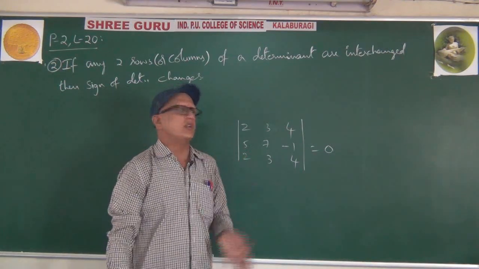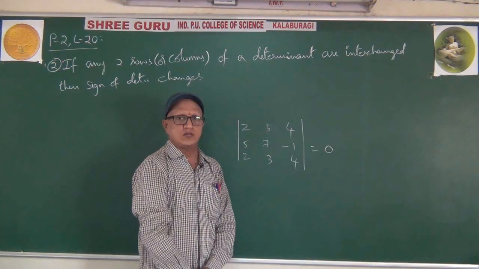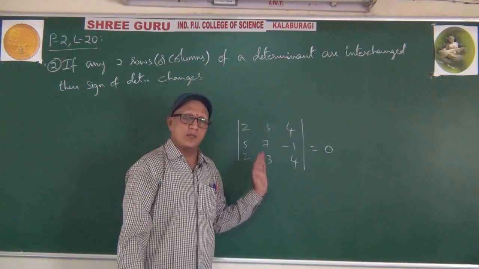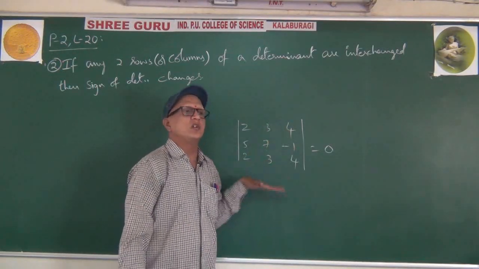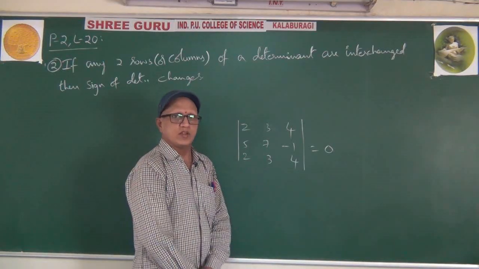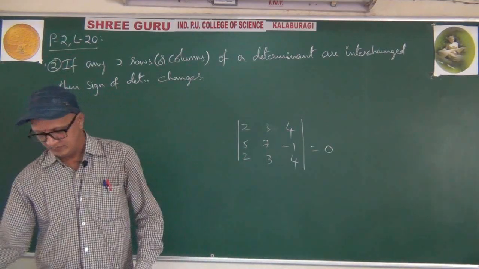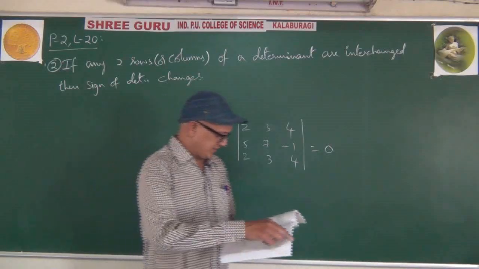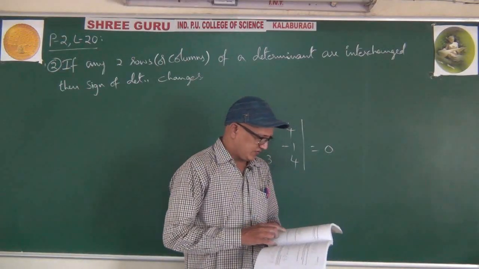If you don't trust me, expand that. You will get 0. Expand properly. If you don't get 0, your simplification went wrong somewhere. Right? Third property over. Next, let us see the fourth property.